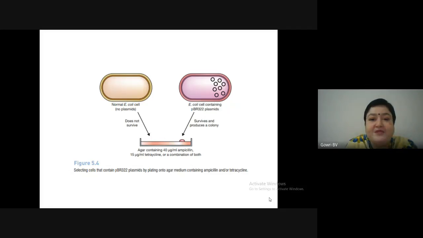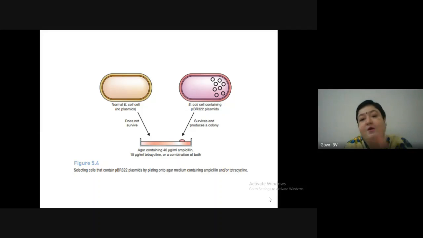So what happens with the normal Escherichia coli cell and the E. coli cell which is transformed with pBR322 plasmid is shown in this diagram. Since we are using 2 different antibiotics, ampicillin and tetracycline, we call them selectable markers in this case. When you incorporate the plate with ampicillin and tetracycline, or a combination of both, because one plasmid has both, you can also use ampicillin alone, or tetracycline alone, or both in the medium. So you take an agar medium and add to it 40 microgram per ml ampicillin or 15 microgram per ml tetracycline, or a combination of both.